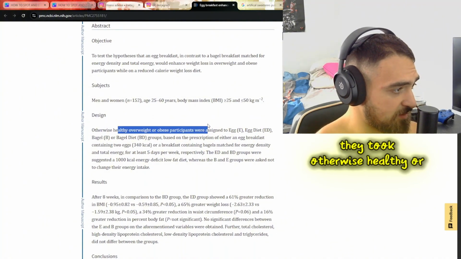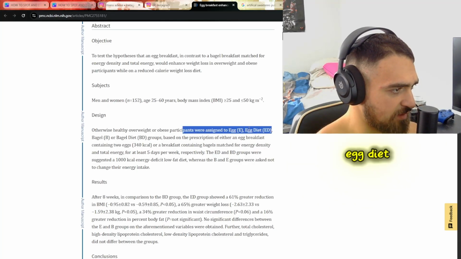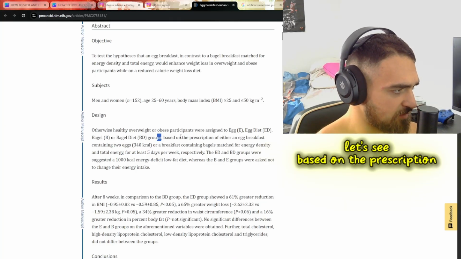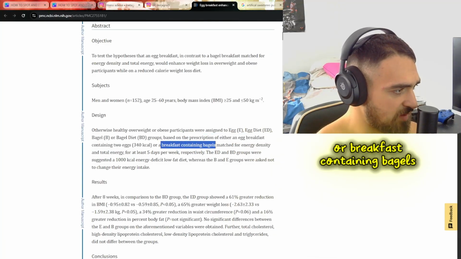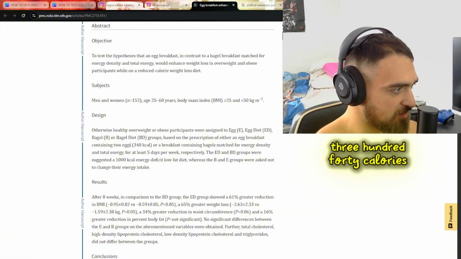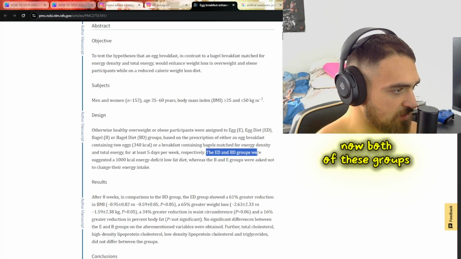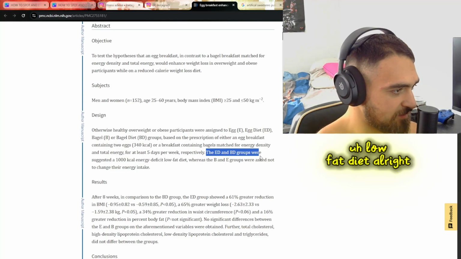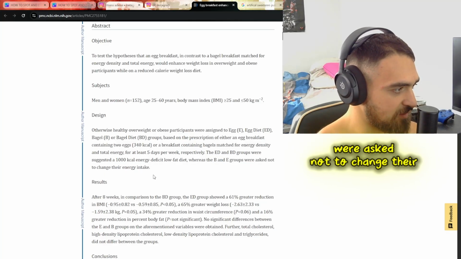They took otherwise healthy overweight or obese participants. They put them on either an egg breakfast containing 2 eggs, or a breakfast containing bagels that had the same amount of calories as the eggs. So both groups are eating 340 calories, but one group's eating eggs, one group's eating bagels. Now both of these groups were suggested a 1,000 calorie deficit, low-fat diet. All right. Whereas the bagel and egg groups were asked not to change their energy intake.